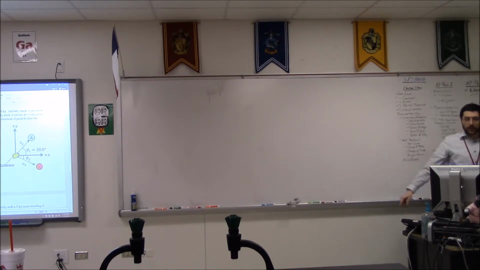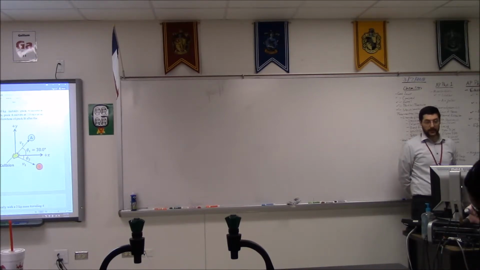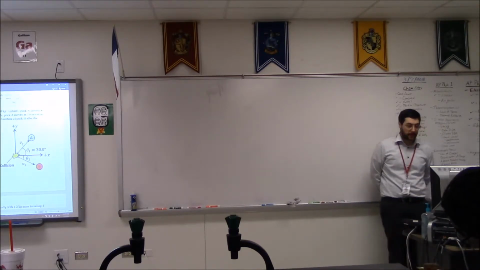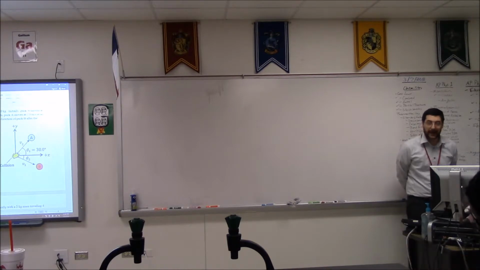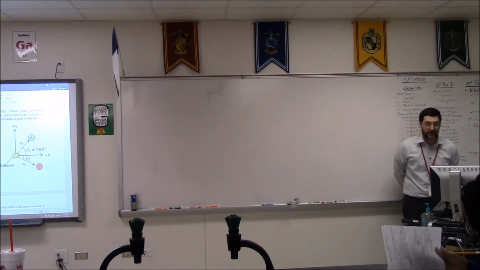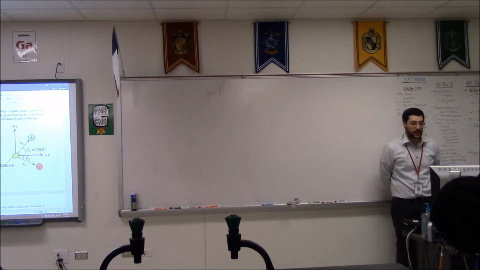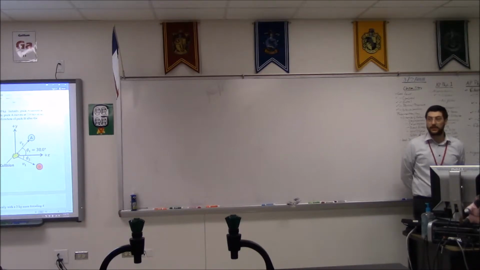This one seems hard. 2 hockey pucks collide. Each puck has a mass of 0.1 kilograms. Initially, puck A moved at 5 meters per second in the x direction. Puck B was at rest. Afterwards, puck A moved at 2 meters per second at an angle of 30 degrees above the positive x-axis. What is the speed and direction of puck B after the collision?